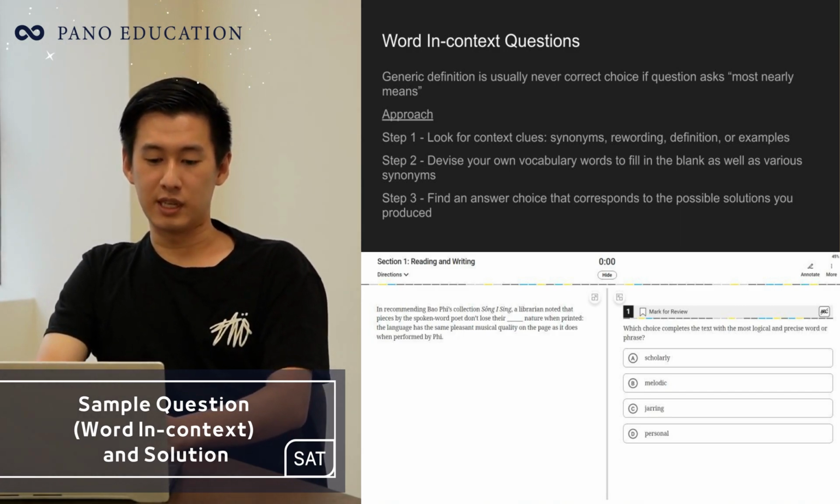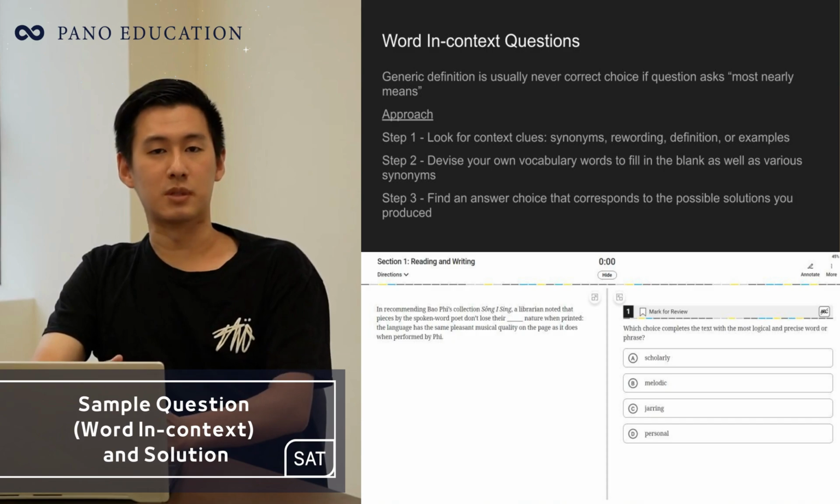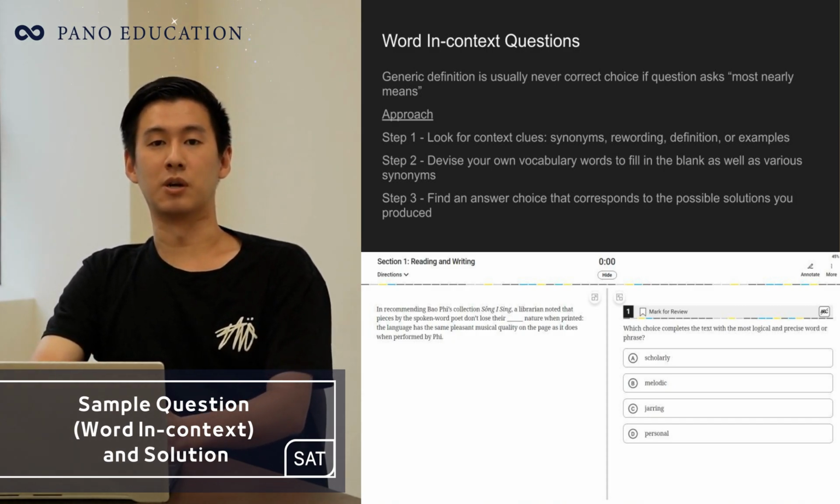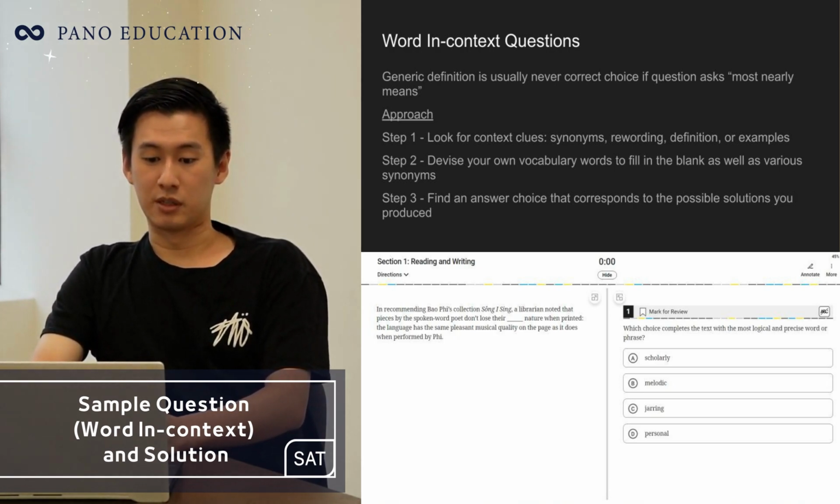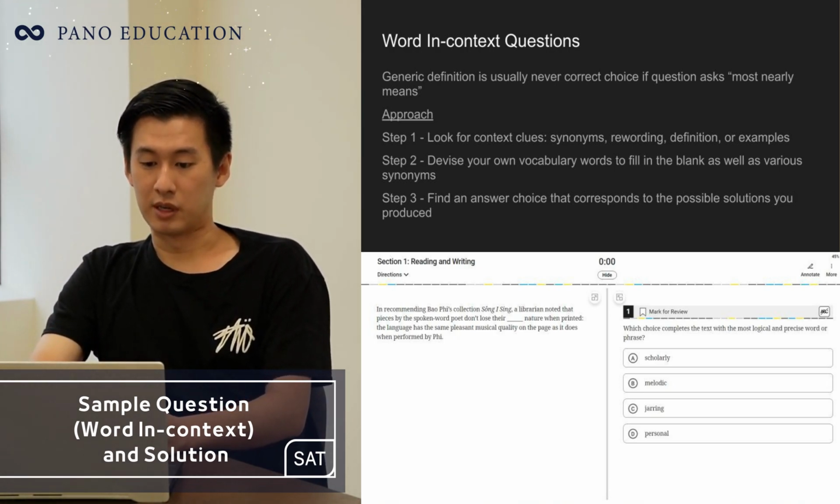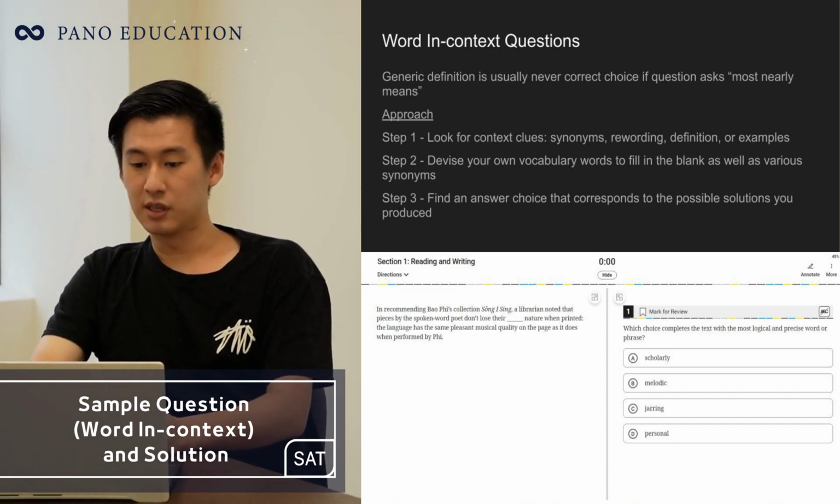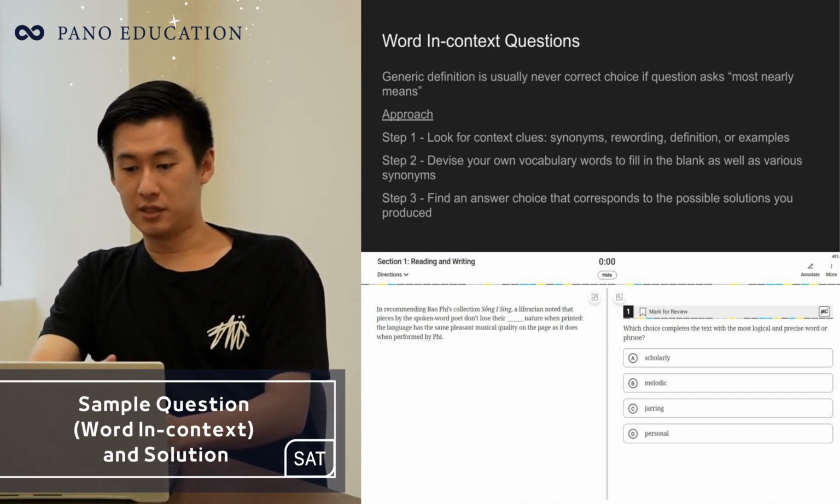So we see that there is a colon, which means there's probably some elaboration or example of the word that we're looking for. So if we read through that part again, the language has the same pleasant musical quality on the page as it does when performed by Phi. Let's look through the choices. A, scholarly.